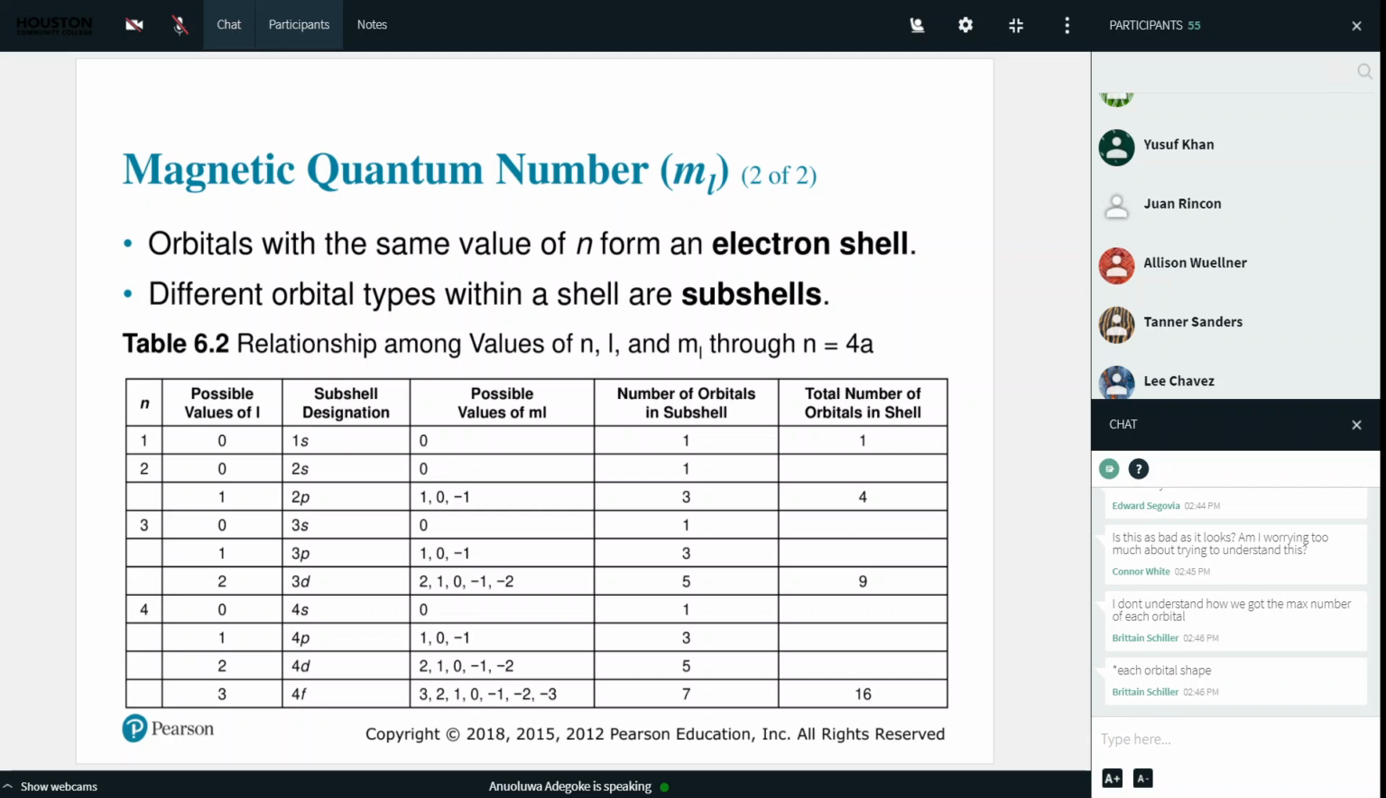Okay, how did we get a maximum number of each orbital? We are going to get there. So basically, I will use this table to explain. I will get the orbital for the orbital shape. That one is set in stone.